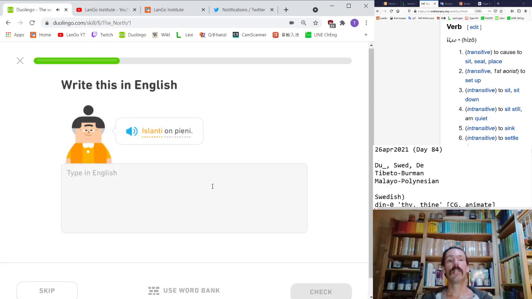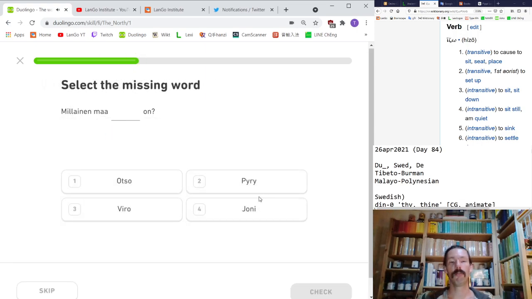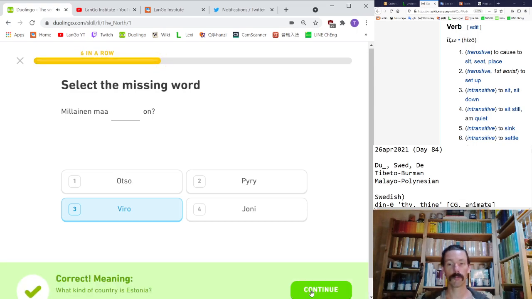Islanti on pieni. Note that it's a voiceless T, even though Iceland, in all the Germanic languages, keeps a D letter there. Islanti on pieni. Iceland. Millainen maa Viro on. The word order is interesting here. Millainen. What kind of country is Estonia? They say Estonia is in that basic word order.